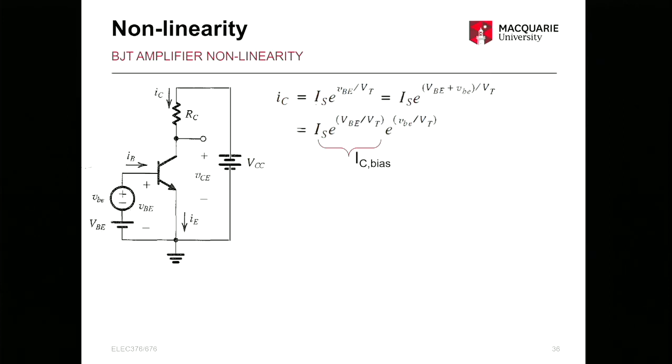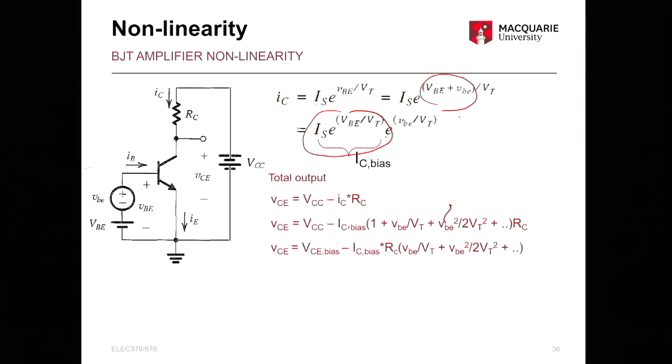Okay. Similarly, in a BJT, the output current, or the collector current, IC, is IS e power VB divided by VT. VB is the sum of the DC plus the signal part. And when you expand it, you can change it to the bias, IC bias, times e power VB divided by VT. Again, expand it this way using the e power x expansion.